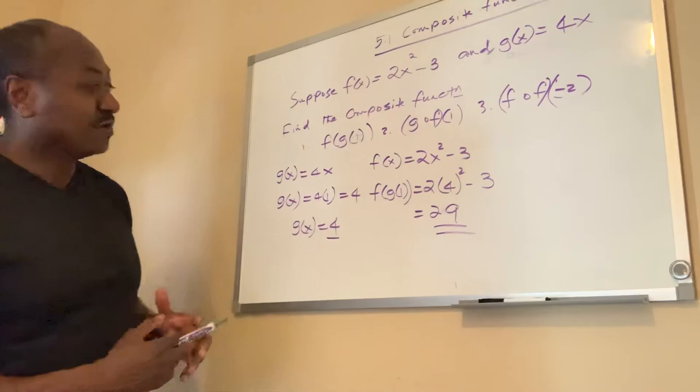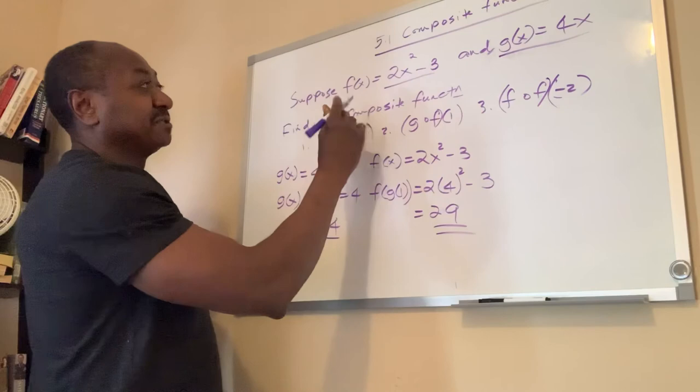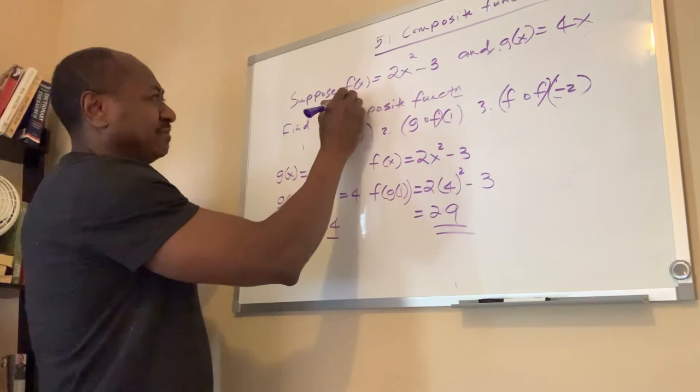So first, when the functions are given, two functions will be given to you. And in this case, the domain of this function here is a set of all real numbers, right? The domain of f is a set of all real numbers.